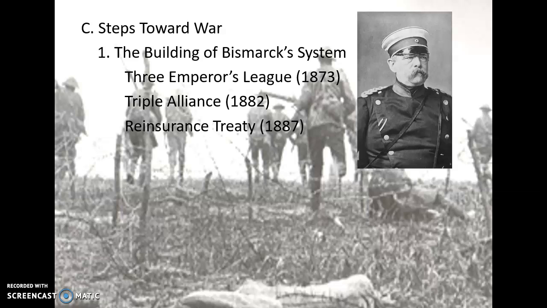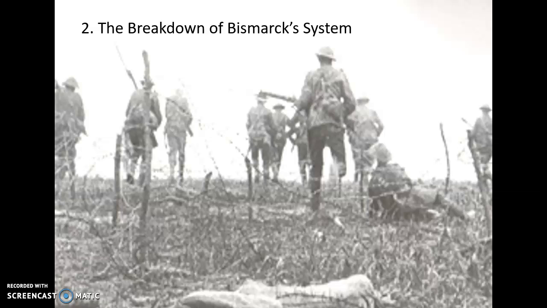Bismarck attempted to create an alliance with Britain against France as well, but Britain refused to join the web of alliances on the continent. Bismarck, of course, had no fears because an alliance between France and Britain seemed unlikely to ever happen. After all, Britain and France hate each other. We'll see about that. Number 2, the breakdown of Bismarck's system.